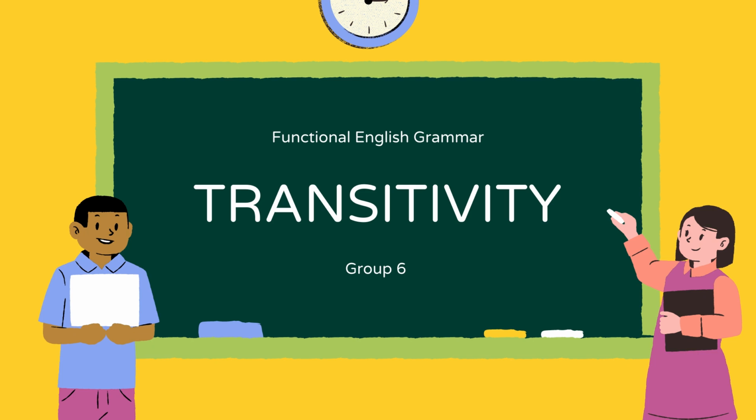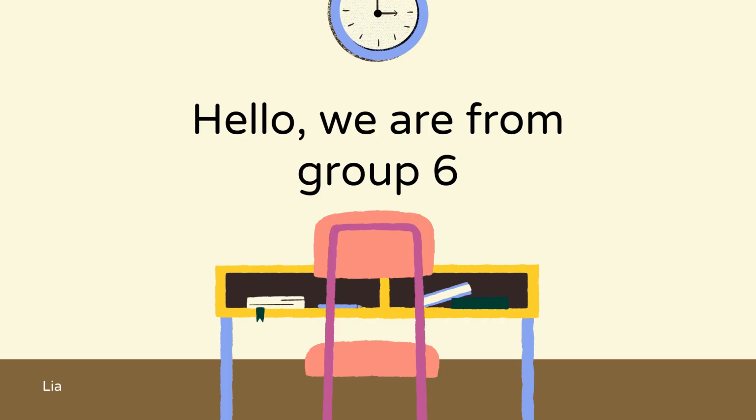Alright, on this occasion, we are from Group 6. We will talk about and discuss what transitivity is in functional English grammar. But before we go further and explain this topic, let us introduce ourselves.